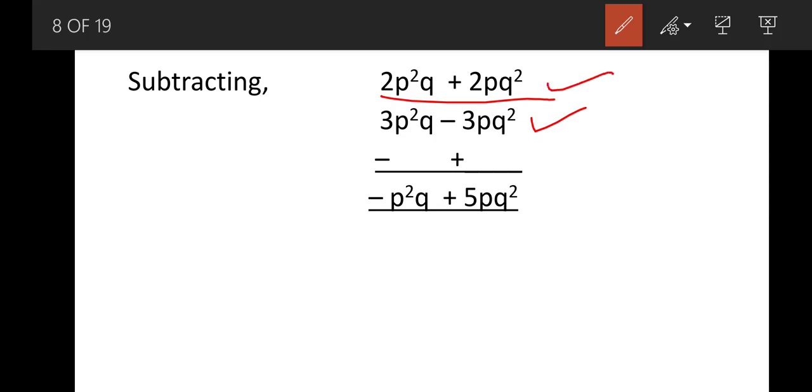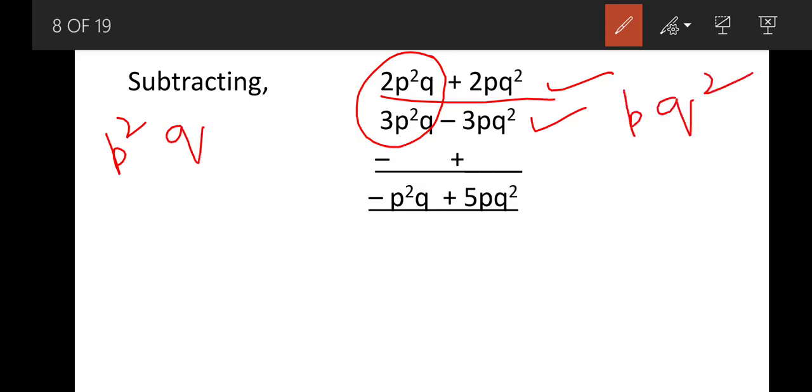In the column method I am using, like terms are written one below the other. Here the literal coefficient is p square q, so these are like terms. Here the literal coefficient is p q square, so these are like terms, and they are written one after the other.